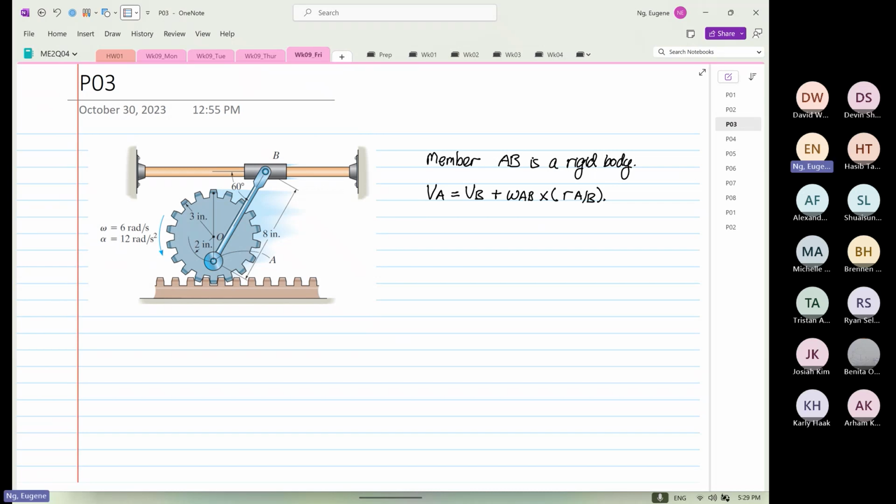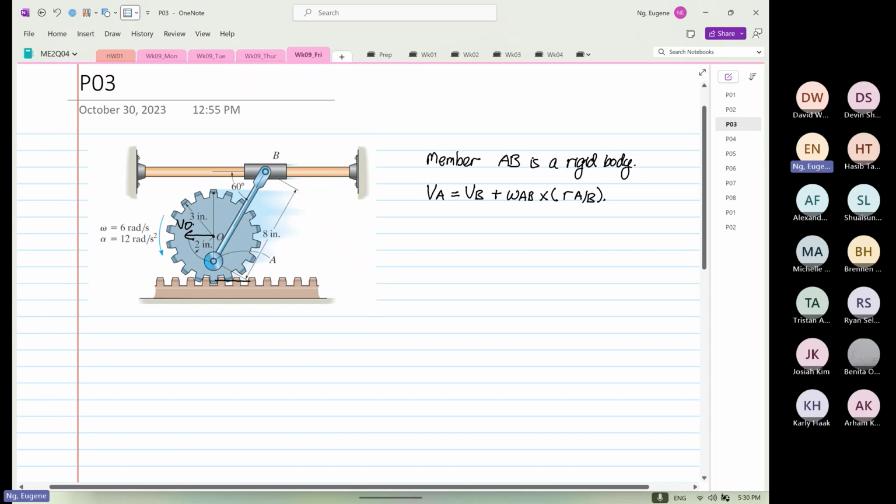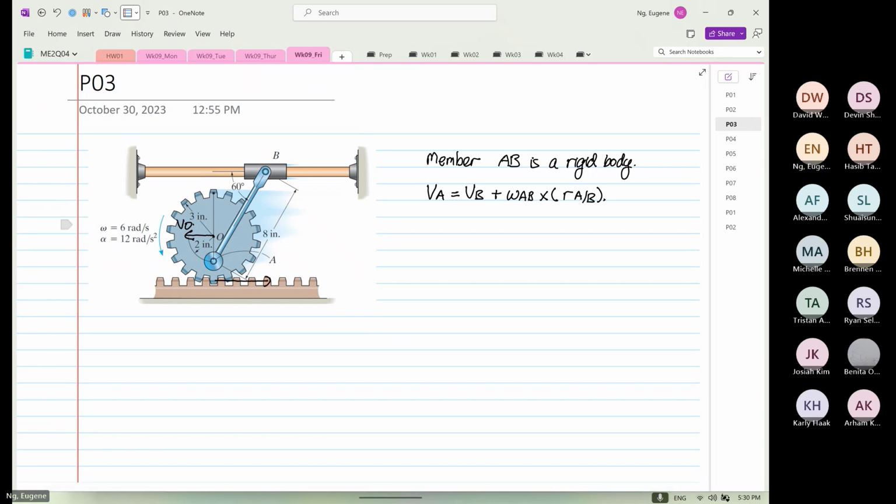So we know that this is our V naught. Okay. And over here we have a velocity going this way. This will be our VB. Okay. So VA is equal to minus VB I.